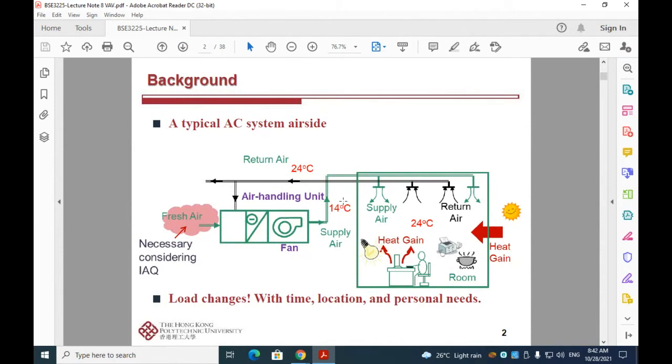So obviously, the background is the same as lecture number 7. For a typical air conditioning system, if you look at the air side, you will find that the load will change with time, location, and personal needs. At the beginning of lecture number 6, we discussed how you can categorize your space into different zonings. For each zone, your next step is to choose a suitable air conditioning system.